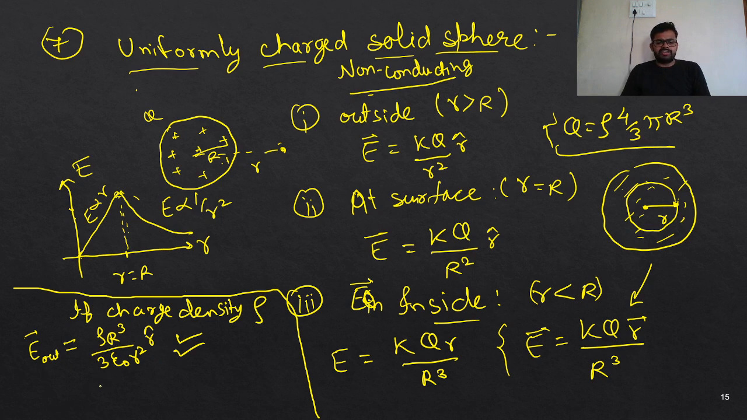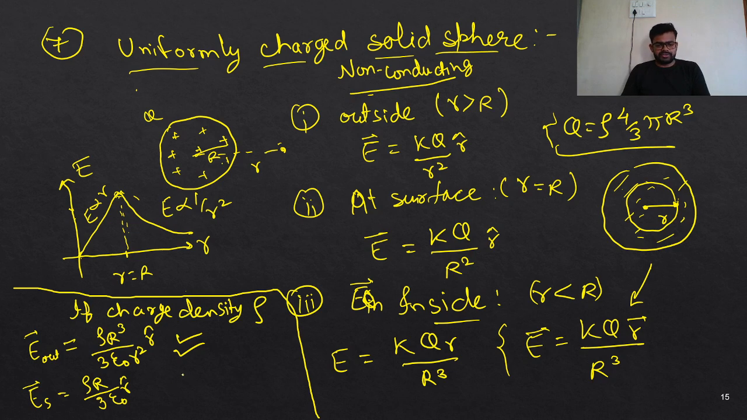At the surface, what will you do? At the surface, small r is given as capital R, so capital R square cancels. So we can write like this: rho R upon 3 epsilon naught, and here you can write r cap. Okay, rho R upon 3 epsilon naught r cap.